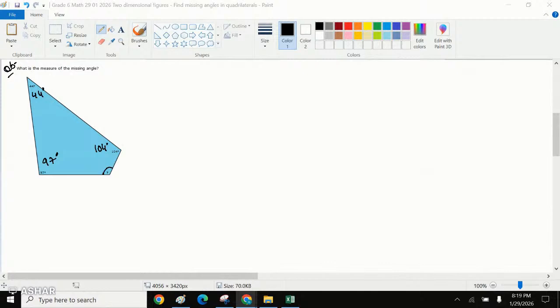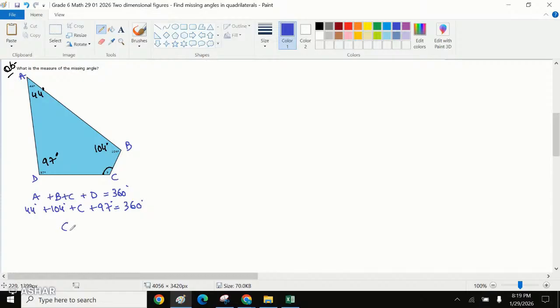So yes, let's see. Let's confirm the answer. If we are adding all three together, okay. So Princely, let's confirm. Okay, I'll do the working as well. I would prefer labeling A, B, C, and D, right? I'll show you a direct method also, but it's always better to show the working. That is 360. We write 44 plus 104 plus the missing angle plus 97 would be 360.